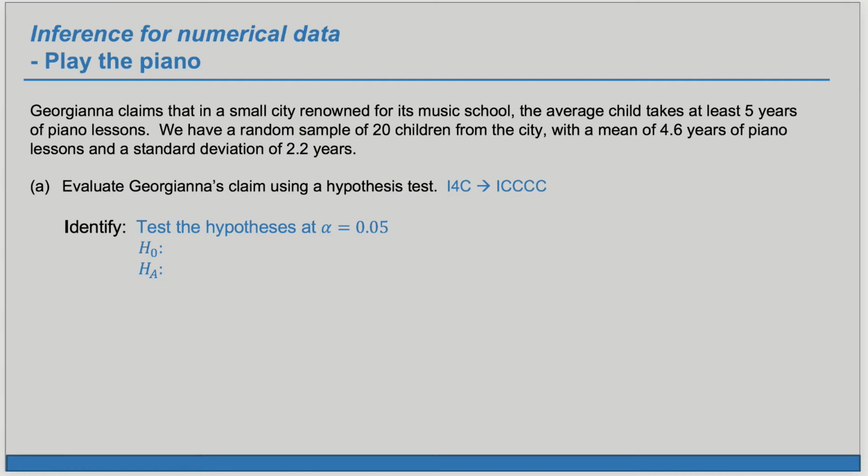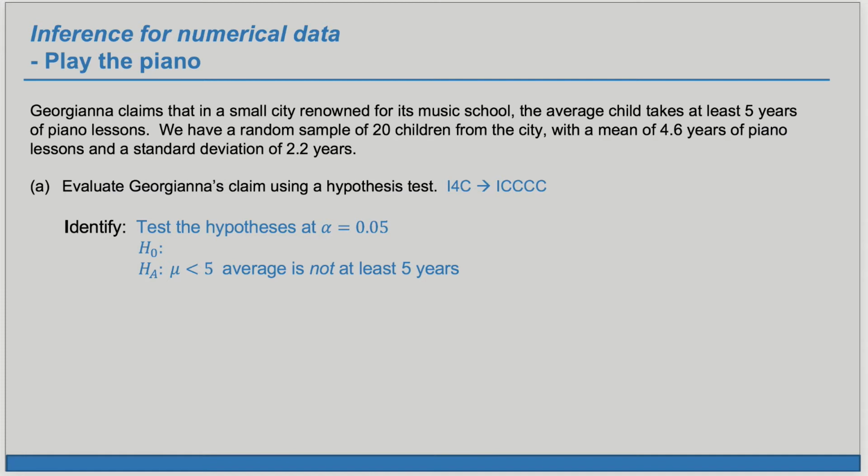Sometimes it's easier to first identify the alternate claim. This is the thing that we want to see whether or not we have enough evidence for. We want to see if we have enough evidence that Georgianna is wrong. She says that the average number of years is at least 5. And if that's wrong, if the average is not at least 5, then it's less than 5. So our alternate claim is that mu, the true average number of years of piano lessons for children in this city, is less than 5.